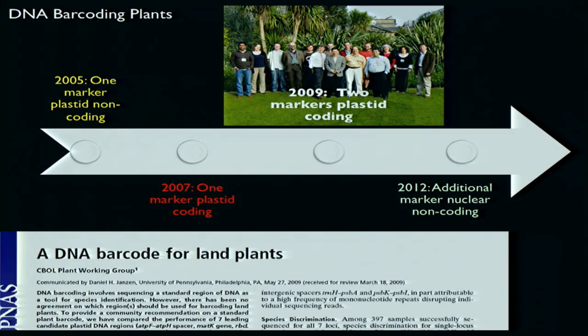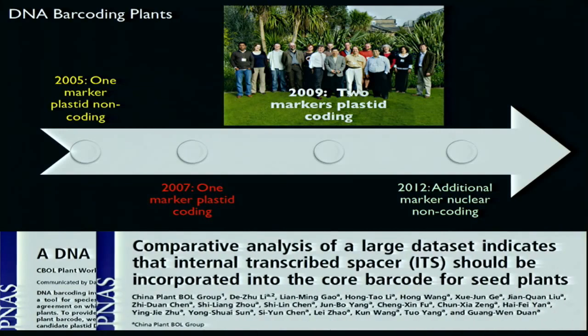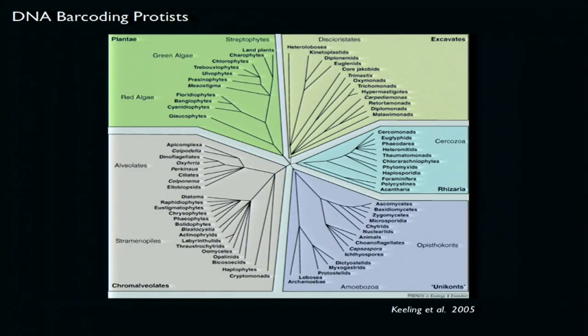For plants, it's been a lot more difficult to converge. It started from a marker from a plastid non-coding region in 2005, then went to a 1 marker plastid coding, then a 2 plastid marker system. That was this paper, from a plant working group with a large number of researchers involved. And again, in 2012, they added another non-coding nuclear marker to get more resolution. So again, these are community efforts to build a better system for identifying biodiversity.